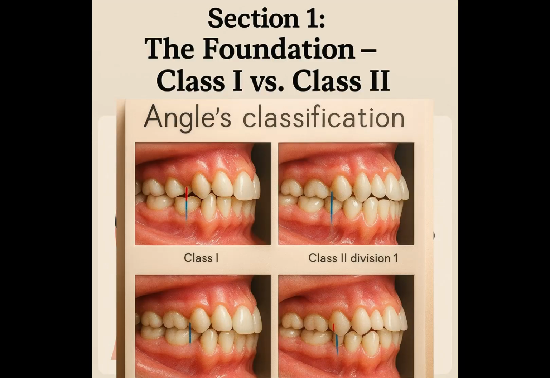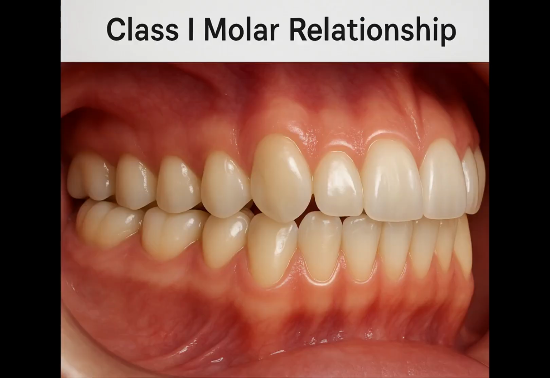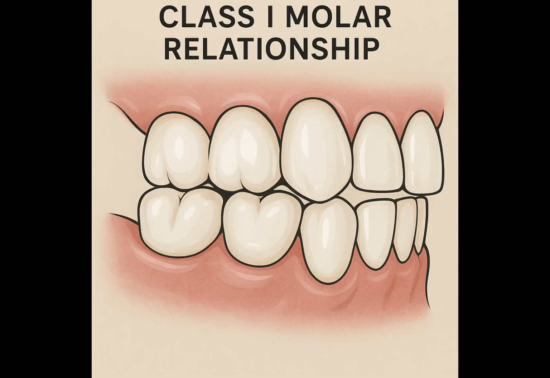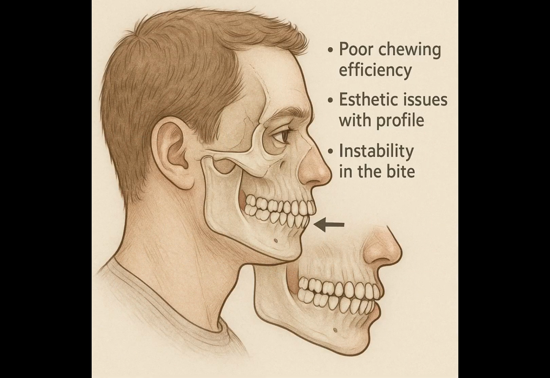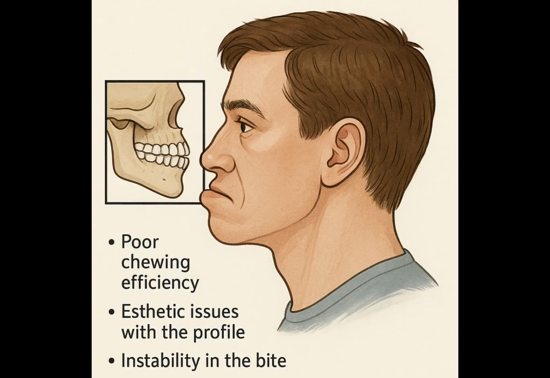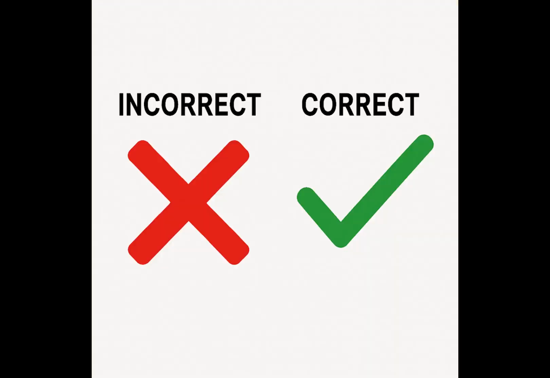Section 1. The Foundation. Class 1 versus Class 2. Let's start simple. A Class 1 molar relationship is the orthodontic gold standard. It means the upper and lower molars interlock properly, giving us balance, function, and stability. But when the upper molars are too far forward, we call it a Class 2 relationship. Left untreated, this can cause functional problems like poor chewing efficiency, aesthetic issues with the profile, and instability in the bite. So how do we correct this?